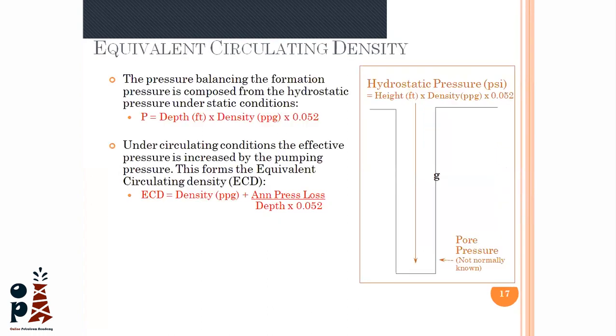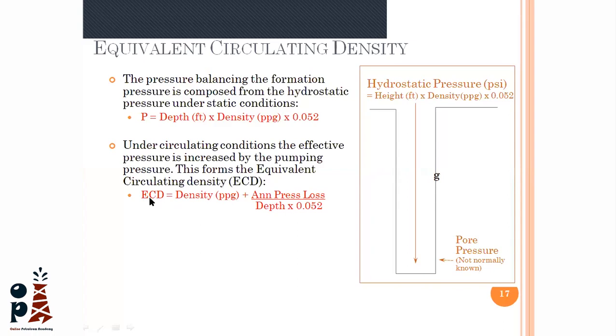Okay, this is translated to the ECD, the equivalent circulating density, which reflects the increase of pressure sensed by the formation at the bottom. So how can we calculate this annular pressure loss? We can measure it using the PWD tool. We can use the PWD tool to measure this pressure.